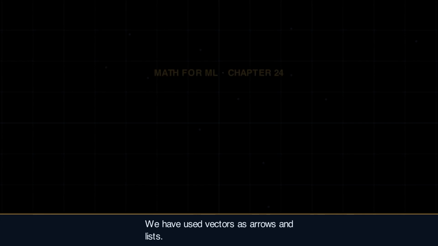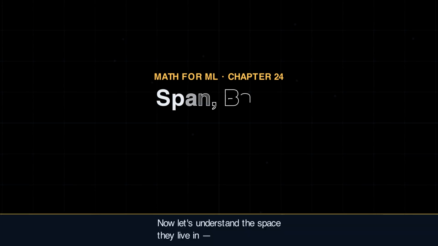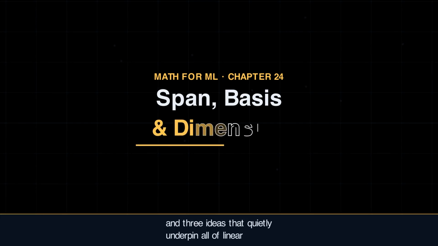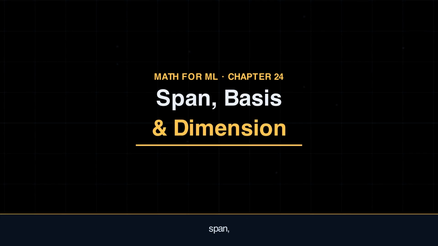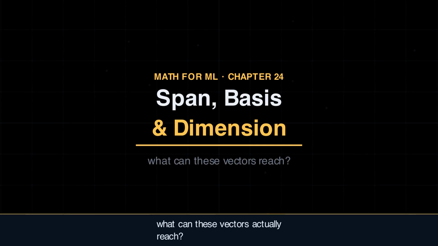We have used vectors as arrows and lists. Now let's understand the space they live in and three ideas that quietly underpin all of linear algebra: span, independence, and basis. They answer the question, what can these vectors actually reach?